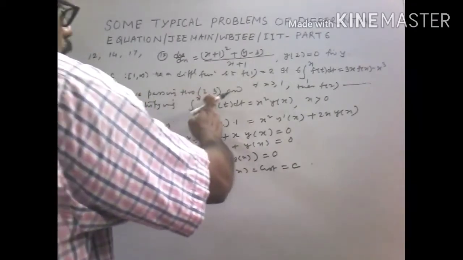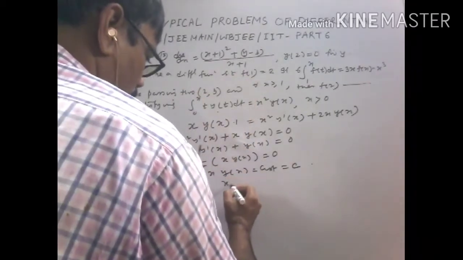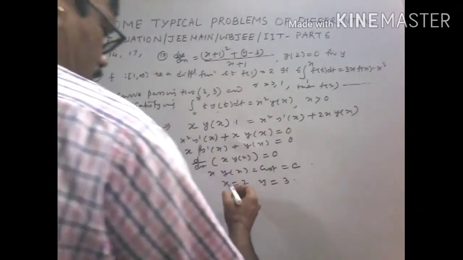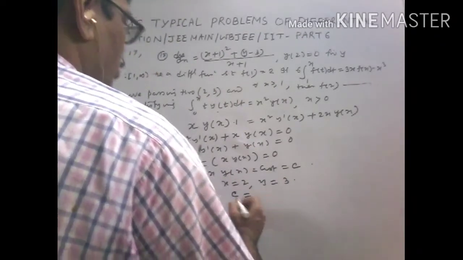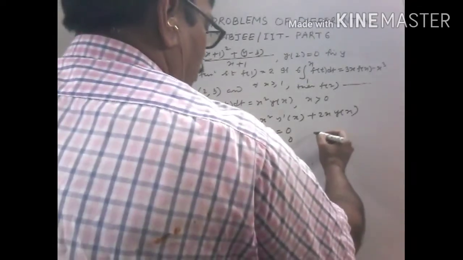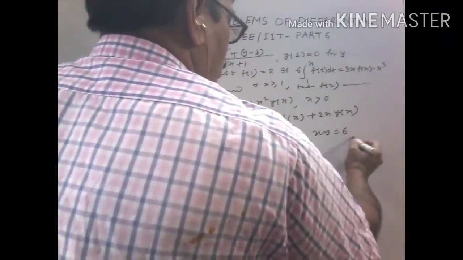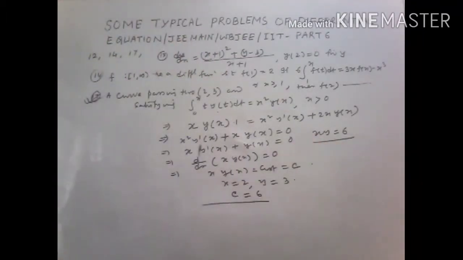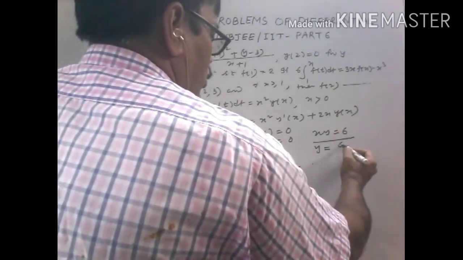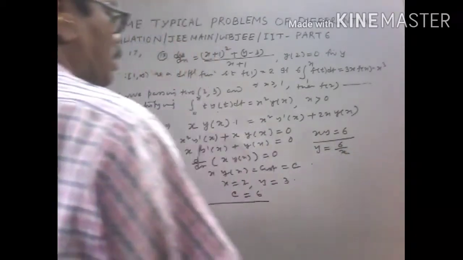The curve passes through (2, 3). So when x equals 2, y equals 3. So what is c? c equals 6. So therefore, the equation of the curve is xy equals 6. xy equals 6. So what is y? y equals 6 by x.